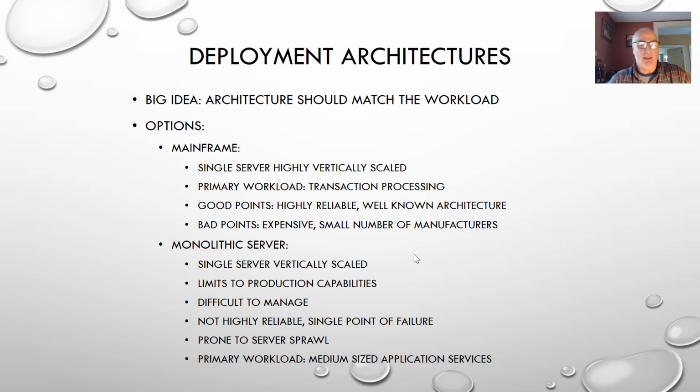Another kind of application architecture is monolithic servers, and you deployed one of these as part of your Lab 1. So, single server, vertically scaled. What that means is that we've got a single machine that's going to handle this application workload, and to scale it, if our application needs more resources, what do we do? We add more resources to our one single server. We add more RAM, add more disks, add more network connectivity. But of course, the problem is that you can only add so much, and then you're going to be limited to the production capabilities that you can support.